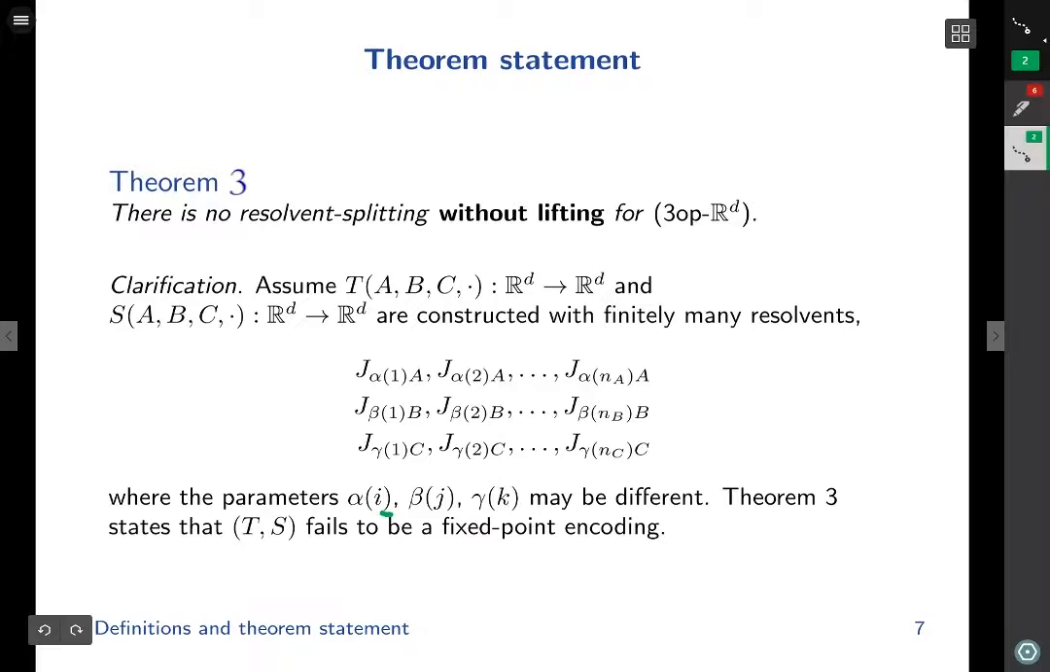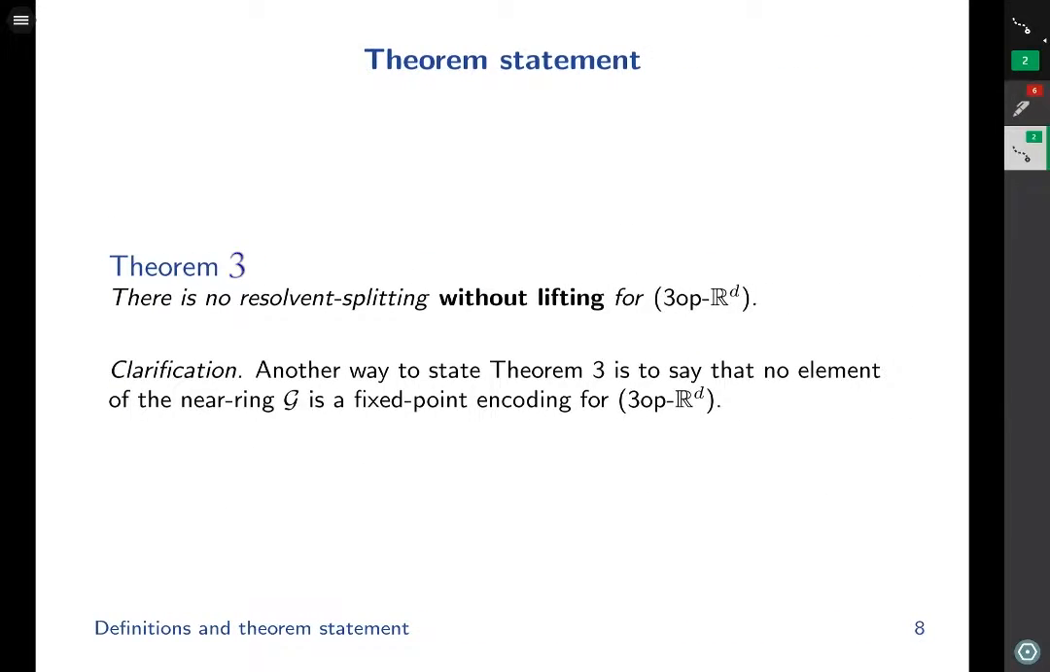The parameters alpha, beta, and gamma are allowed to be different. So alpha 1, alpha 2, up to alpha NA are allowed to be different. Beta 1, beta 2, up to beta NB are all allowed to be different. Gamma 1, gamma 2, up to gamma NC are all allowed to be different. The theorem states that T, S still fails to be a fixed point encoding. Let me further clarify. Another way to state Theorem 3 is to state that no element of the near ring G is a fixed point encoding for the problem class 3op-RD.